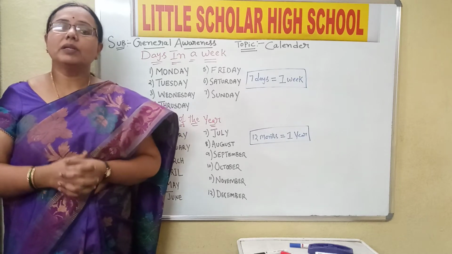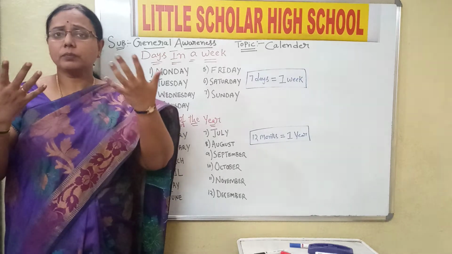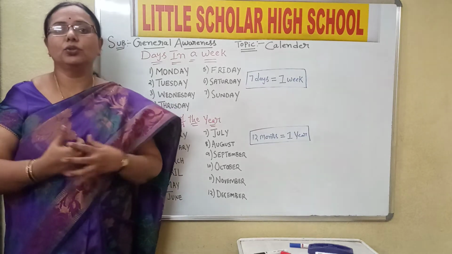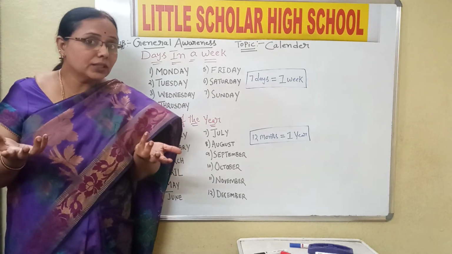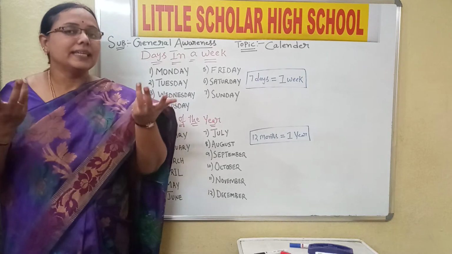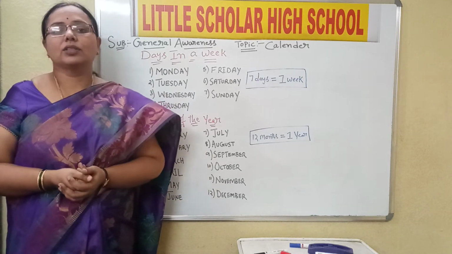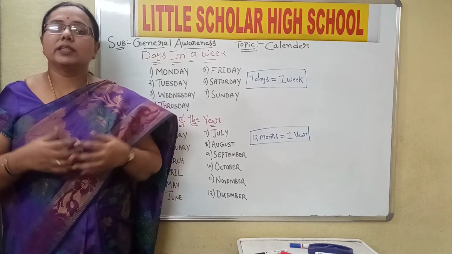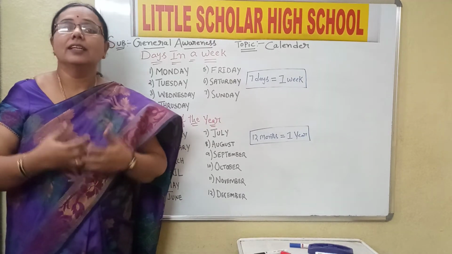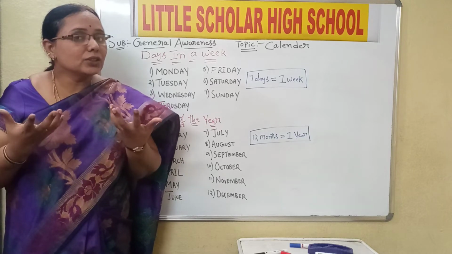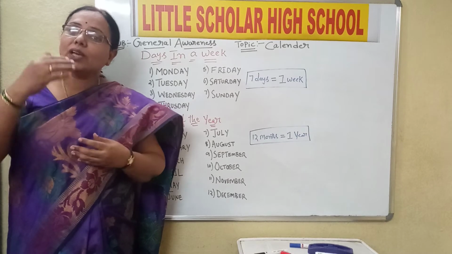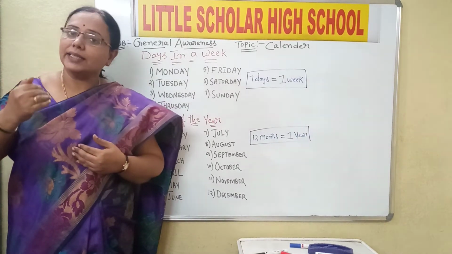So for example, if I ask you your date of birth, what will you say? It is 2016, you will say. So don't you think that 2016 is a number? Yes. Then if I ask you, when is your sister's birthday? Then you will say 2018. So don't you think that the year is a number? So the year is always a number, like we have numbers 1, 2, 3, 4, like that, isn't it?